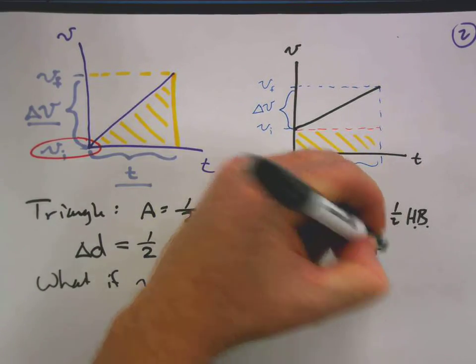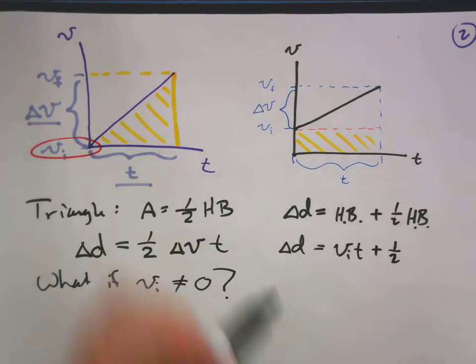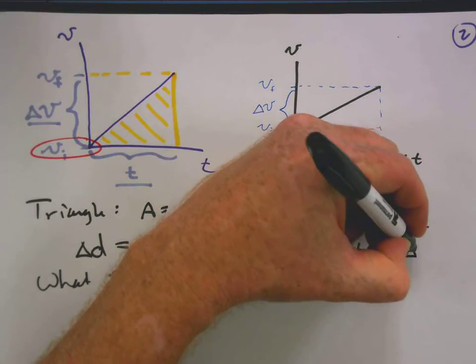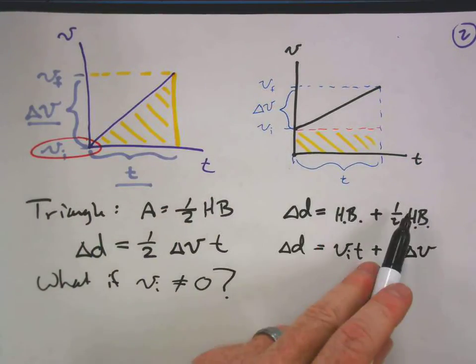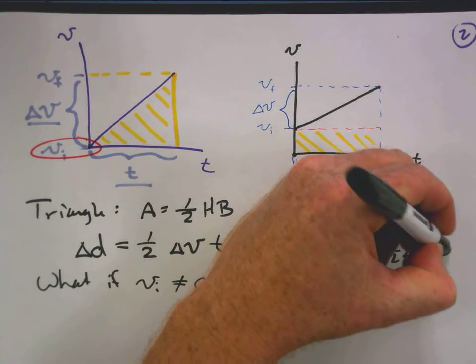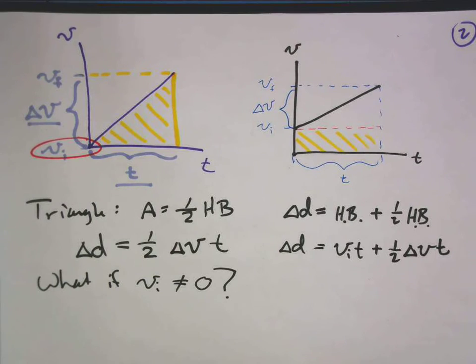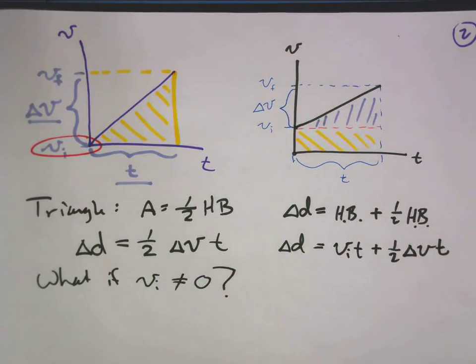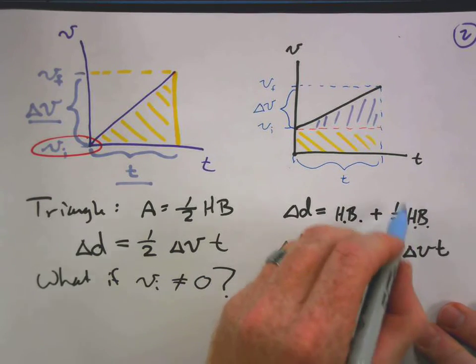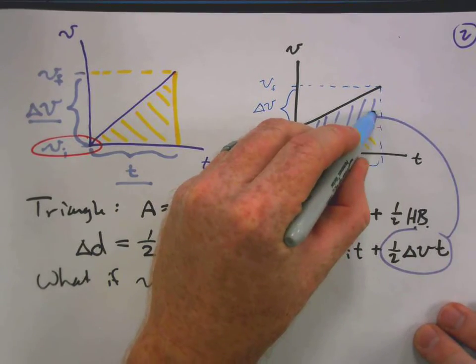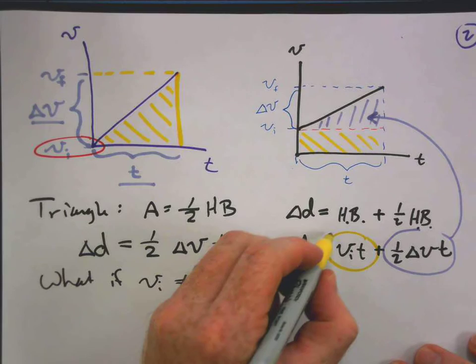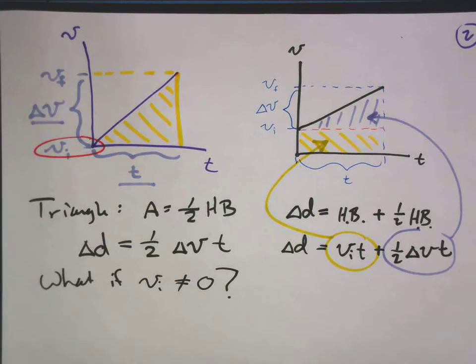Now, I will add the area of the triangle. I have a 1/2, that's going to stay there. And I have height times base. Well, the height of the triangle starts here and goes to there. That's a delta V. And the base of the triangle is t. Now this is looking nice and interesting. I want to mark the triangle here. There we go. And the area of the triangle is that, and the area of the rectangle is that.